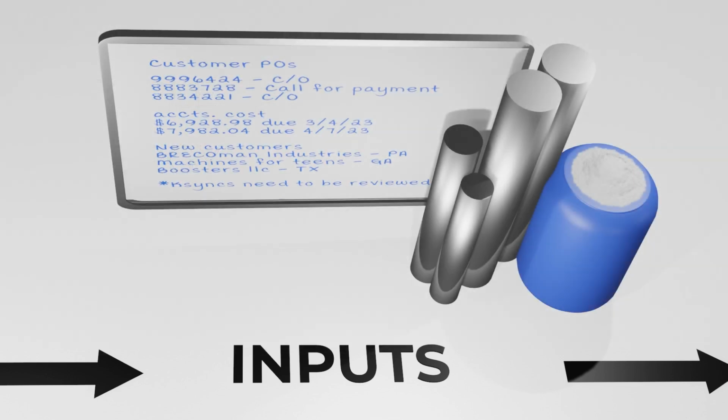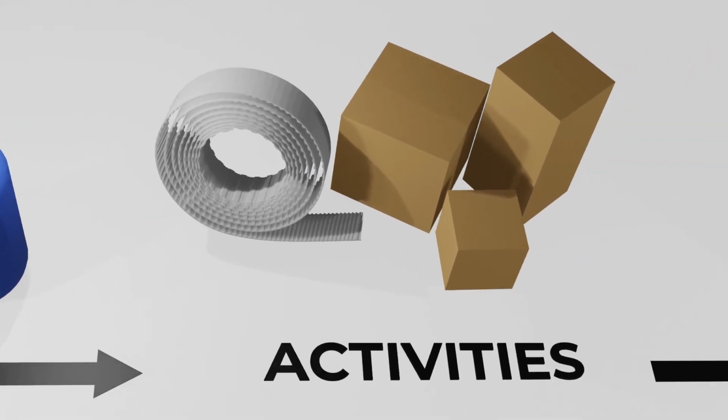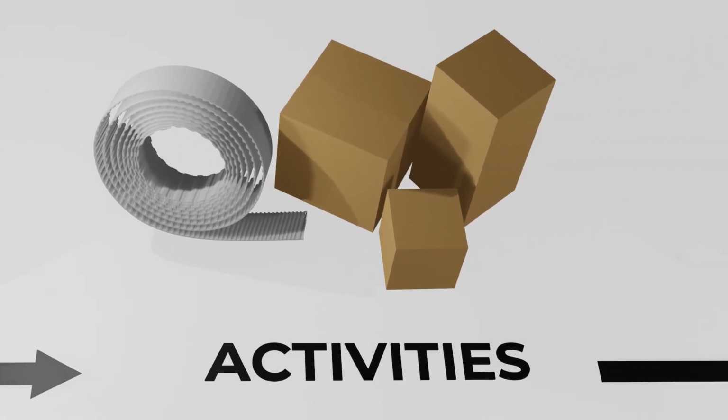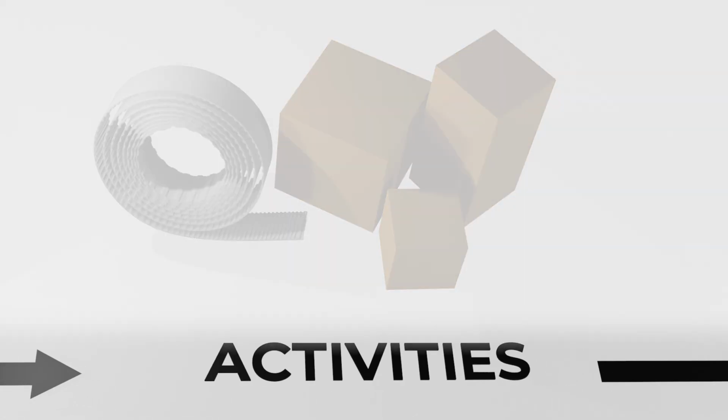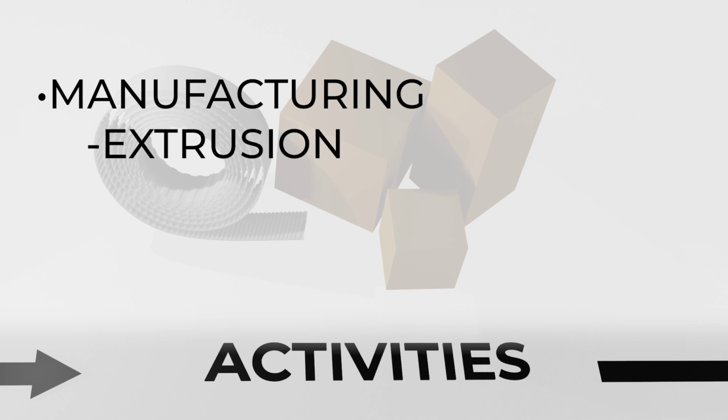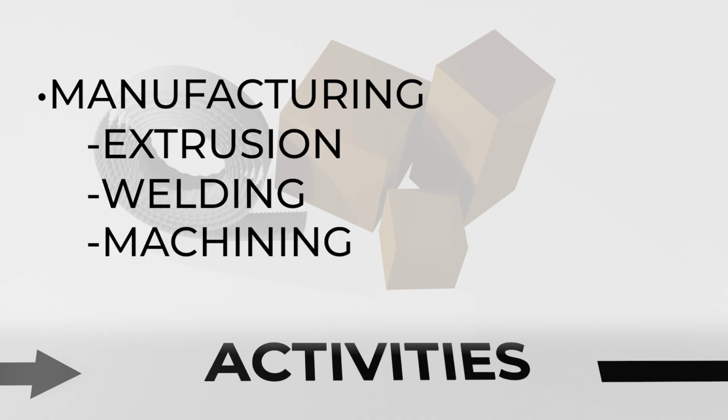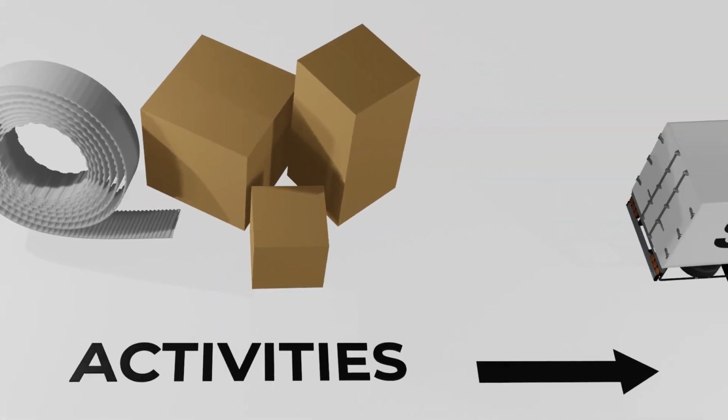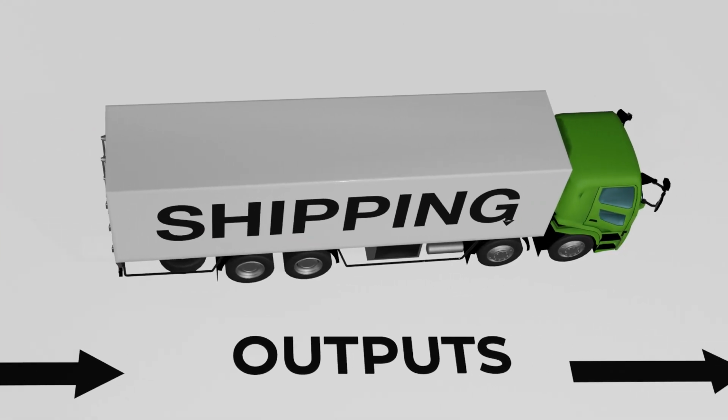The third process checkpoint is activities. Activities are the actions you perform during the process. This would be manufacturing actions such as extrusion, welding, machine work, and other production tasks that go into transforming raw materials into our products. The fourth checkpoint is outputs.